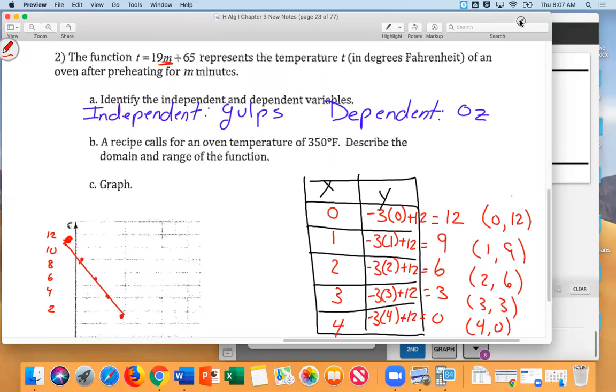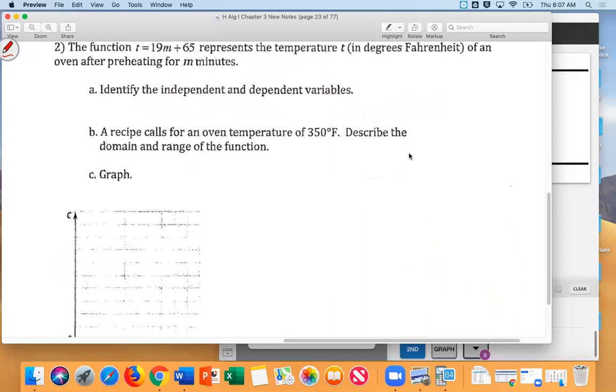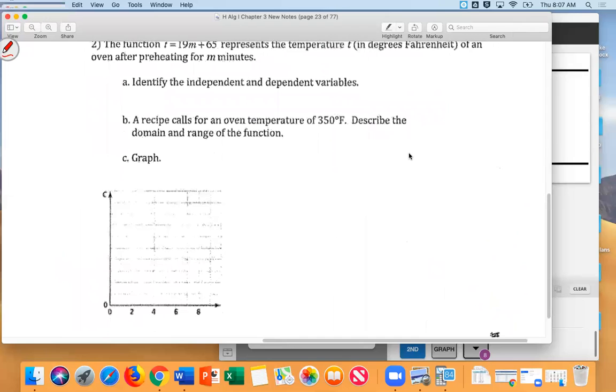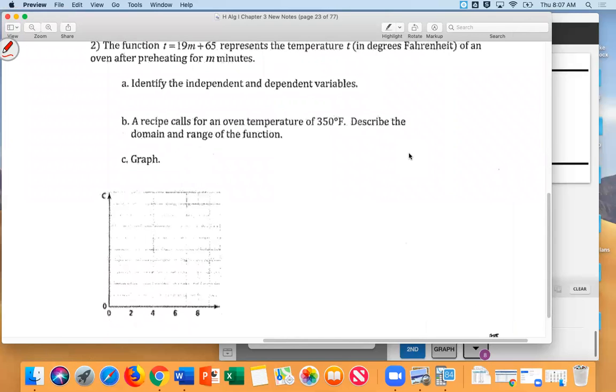All right, you guys try this one. Try creating the graph for the temperature equals 19M plus 65, where M stands for minutes. Okay, identify the dependent and independent variables. And then try and answer these questions.